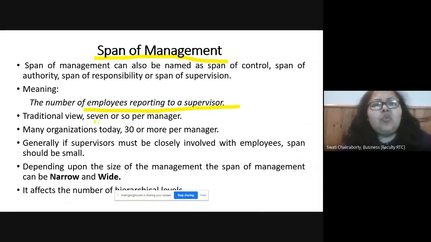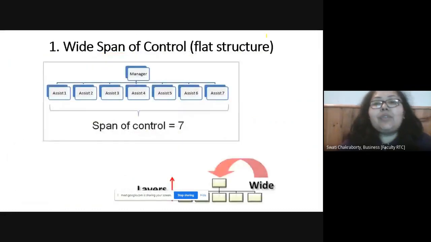Initially, the view was that 7 should report, but today we have 30 or more per manager. So depending on the number of people who are reporting to you, we can categorize the span of management into a narrow span or a wide span. This is a picture of a wide span of management, where you see there are 7 different people under the manager, more people.